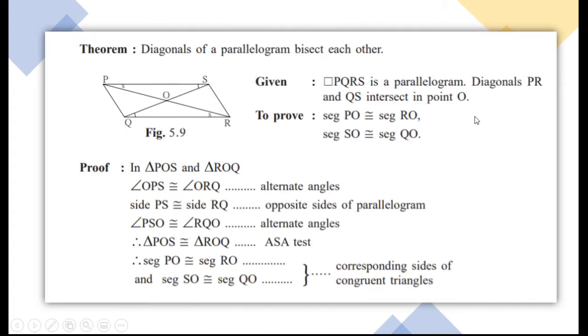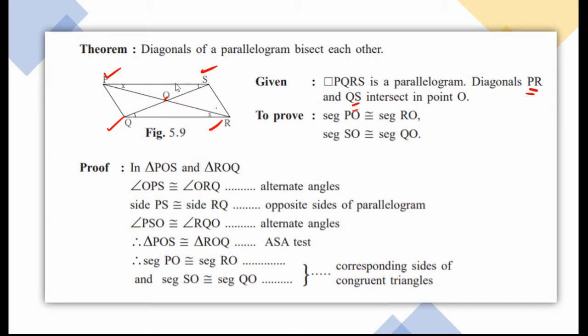चलो अनदर थ्योरम, डायगोनल्स ऑफ ए पैरेललोग्राम बाइसेक्ट ईच अदर. ये भी हम पढ़ के आए, अभी मेजरमेंट भी करके देखा, लेकिन ज्योमेट्रिकली कैसे प्रूव करेंगे. Again, a parallelogram is given and its name is PQRS. Diagonals are already drawn. Here diagonals are PR and QS, and O is the point of intersection.